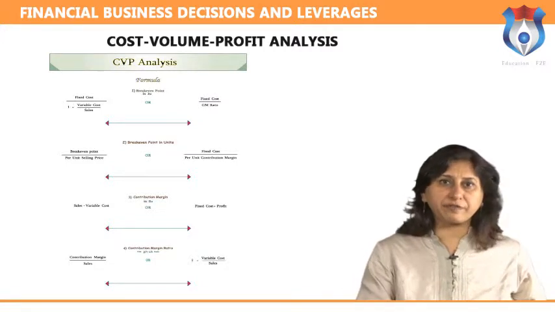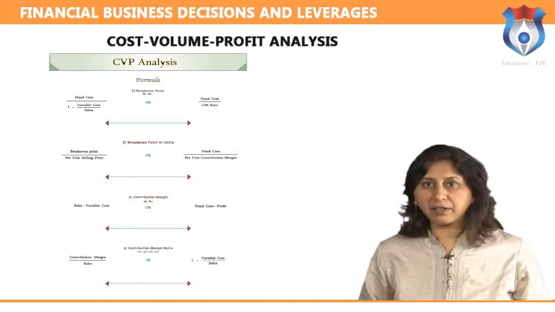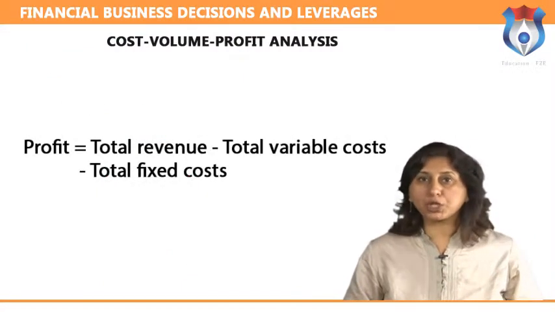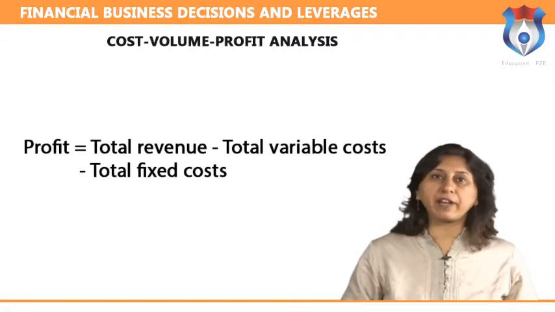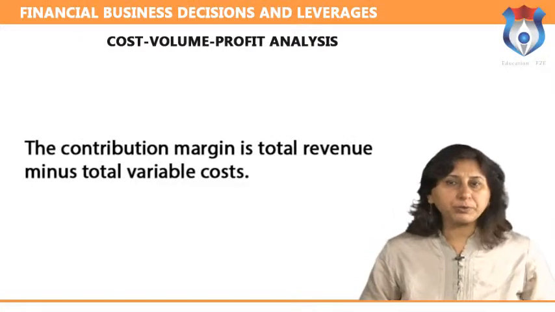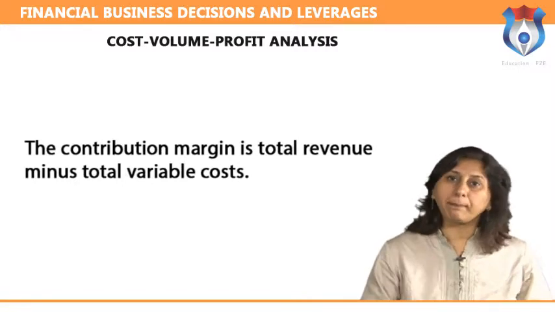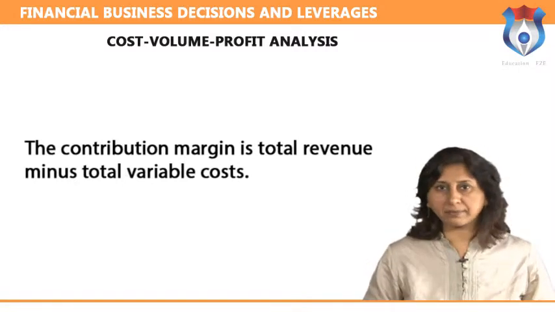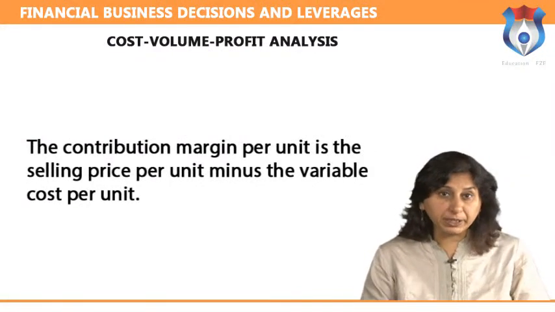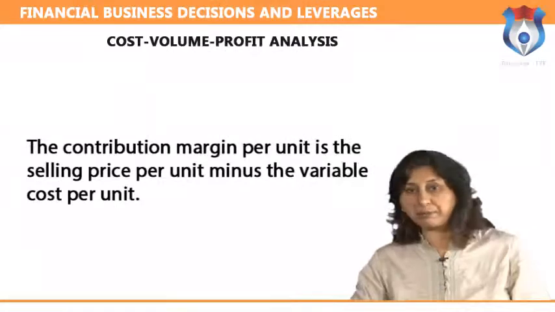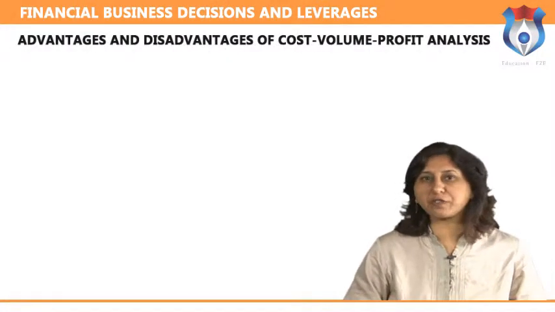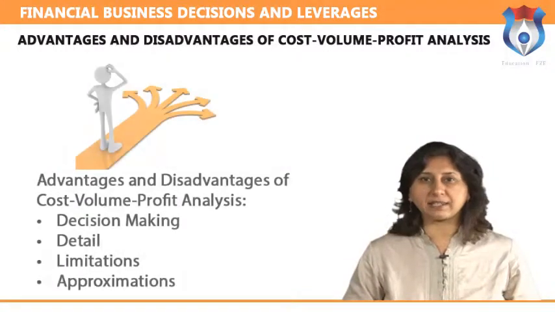Separating costs into variable and fixed categories, we express profit as: profit is equal to total revenue minus total variable costs minus total fixed costs. The contribution margin is total revenue minus total variable costs. The contribution margin per unit is the selling price per unit minus the variable cost per unit. Advantages and disadvantages of cost volume profit analysis.